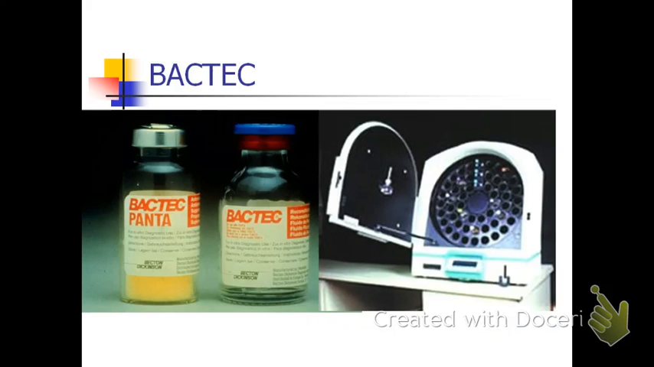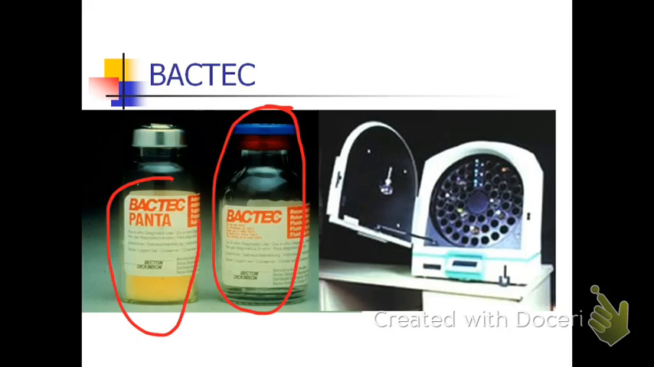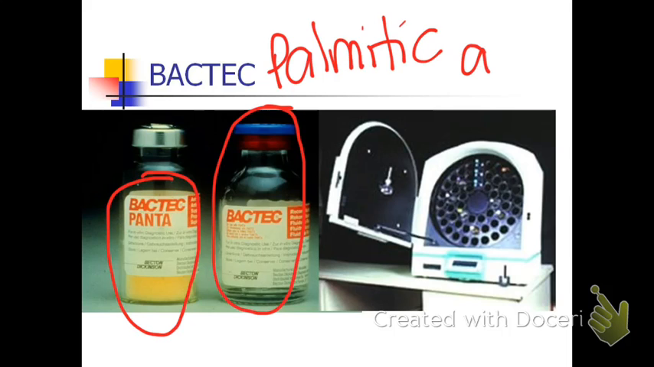A semi-automated way of doing this is by using a BACTEC medium. BACTEC medium would be of two types. This one is for blood culture. For example, if you are suspecting the presence of sepsis, then you have to place it in the BACTEC medium. Now, the one with PANTA means that there is palmitic acid. So this one is specifically designed for Mycobacterium tuberculosis.